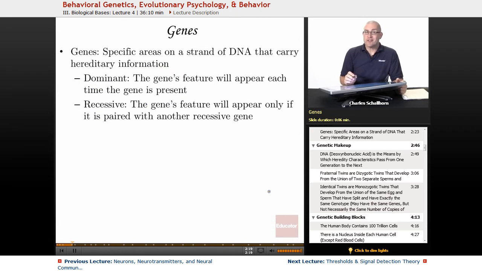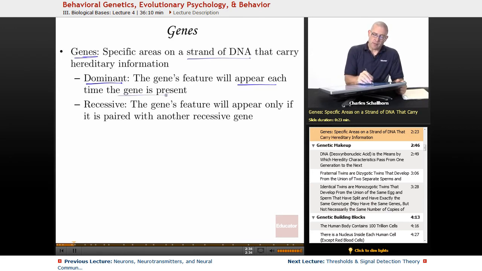Genes. Not just what you wear on casual Friday, but genes that are specific areas on a strand of DNA that carry hereditary information. There are dominant genes, where they will appear each time a gene is present, and recessive genes, where that feature will appear only if it's paired with another recessive gene. And I've got a nice little diagram to show you how that works coming up in a few slides.